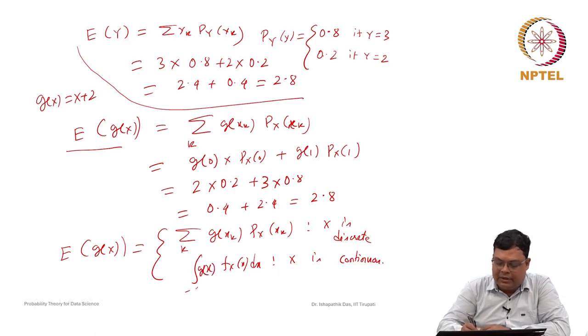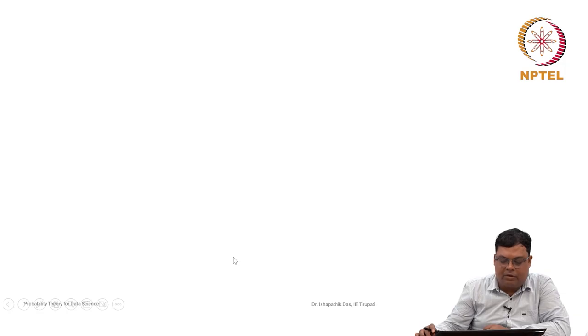This will be from minus infinity to plus infinity, because we are finding the expected value of g(X) with respect to this x only. So, that is why it will be integration from minus infinity to plus infinity. Now, what is the advantage of knowing this expected value of g(X)?